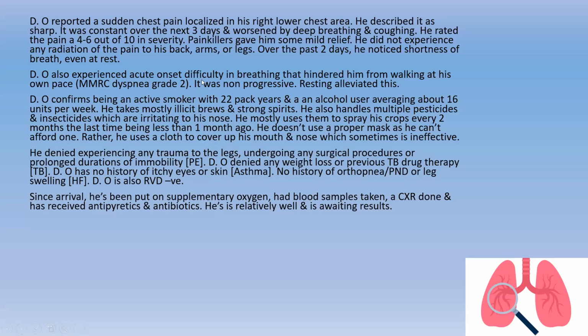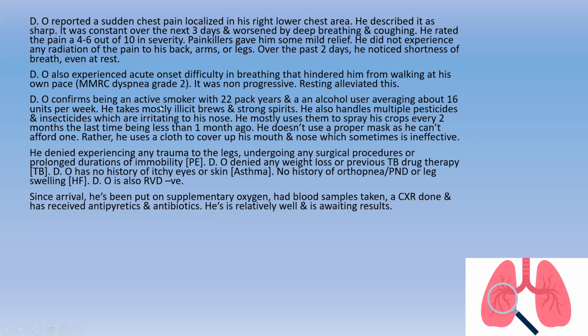The acute onset difficulty in breathing, or rather shortness of breath. This patient describes it as something that hindered him from walking at his own pace. If you look at the MMRC dyspnea gradings, this falls under grade 2. The patient is unable to keep up with contemporaries on a flat surface. And then the shortness of breath was non-progressive and resting alleviated this. Now comes the risk factors, the etiologies, what could have caused this.